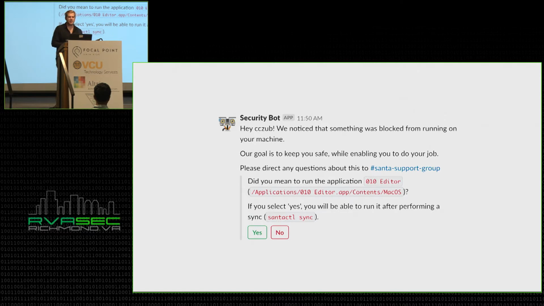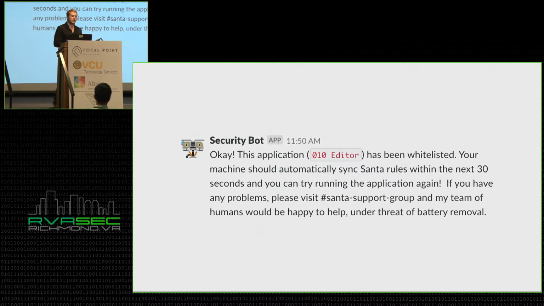It gives them a little context about what that application it saw being run was, directs them to a support channel if they have any questions, and then gives them a prompt where they can say, yes, I want to run this, or no, I don't. So if they select yes, they get this message from the bot saying, okay, it's been whitelisted, and then within about 30 seconds, their machine will sync the rules and they'll be able to run the application that they were trying to run and get on with their day. Again, we direct them to the support channel if they have any questions.